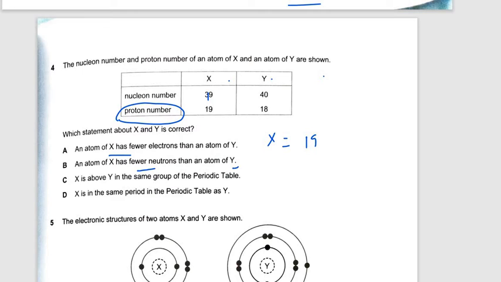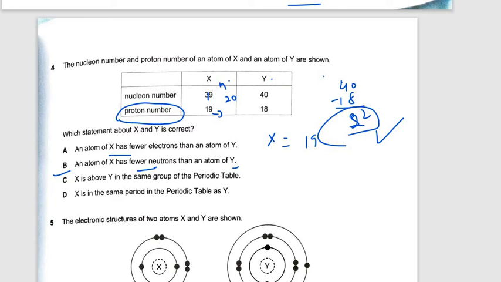Let's see that. So proton plus neutron is the nuclear number. If this is 19, how many neutrons will it be? It will be 39 minus 19, which is 20, and this will be 14 minus 8... no, the other one is 22. So it's 20 and 22. So let's see option B, fewer neutrons. Yes, because this has only 20 and this has 22. So this is correct.